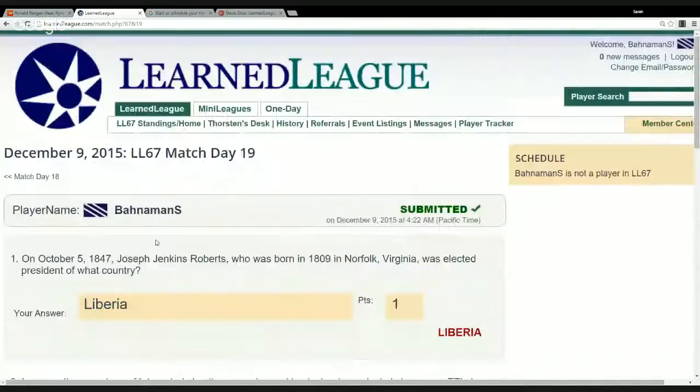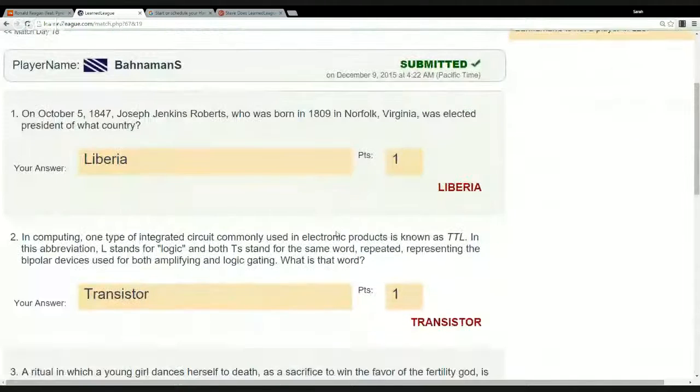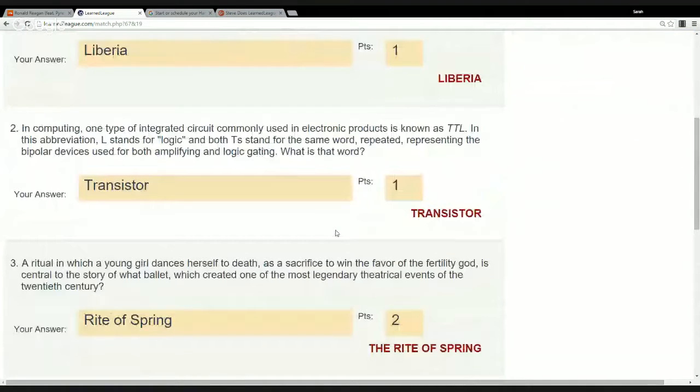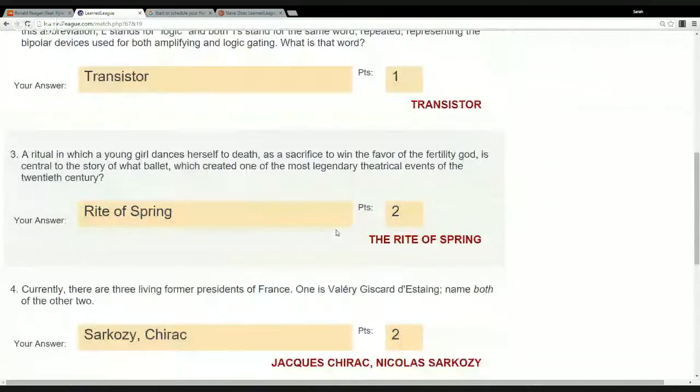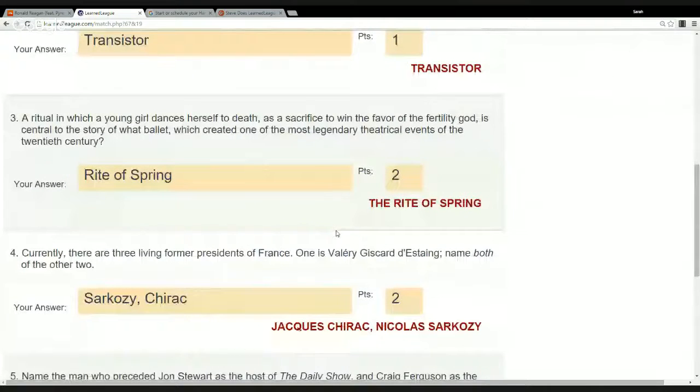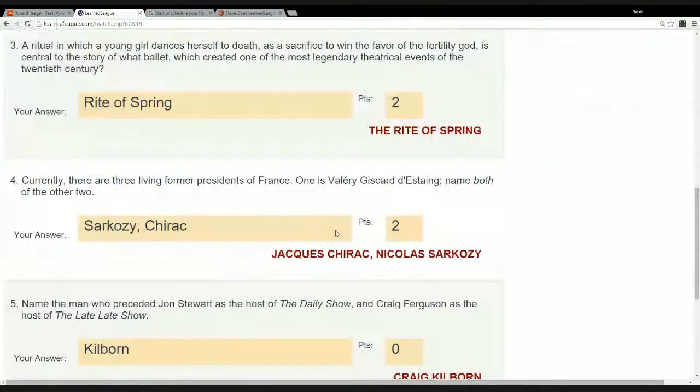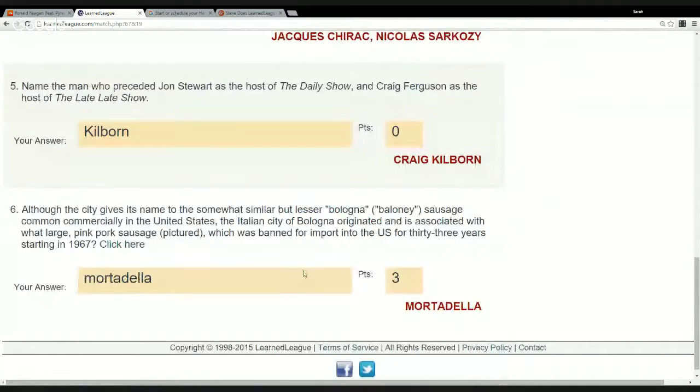Click. You're right. Liberia. Transistor. Yay. Okay, good. I was a little worried. Rite of Spring. Chirac, Sarkozy. Kilborn. Hey, it's mortadella. All right. I guess I have no idea where I picked up that fact. Maybe it's probably just that I've eaten some before. It looked like it to me.